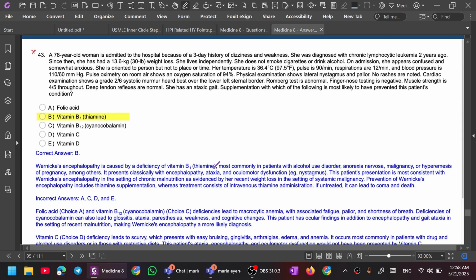Yeah. I was thinking Wernicke and looking for alcohol. That's why I was distracted. But I haven't heard about malignancy also causing Wernicke.